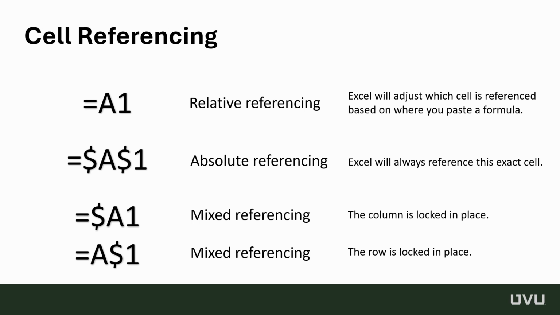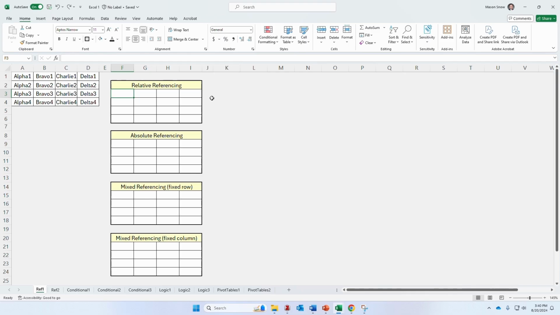Let's see how this works in practice, so please open the file associated with this lecture video. Let's start with relative referencing. In the top left corner of this box, I'm going to start a formula by typing the equals sign, and then I'm simply going to type A1 in order to reference that cell. One nice thing that Excel does for us is it color codes cell references. It's made the text of my formula blue, and it's highlighted the border of the actual cell in the same color. I hit enter, and just like you'd expect, it returns alpha 1.